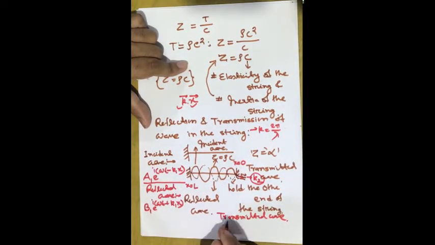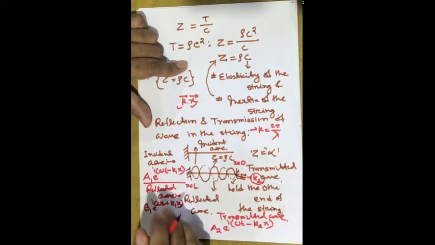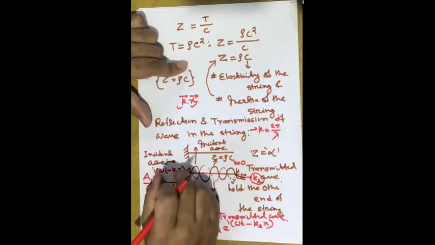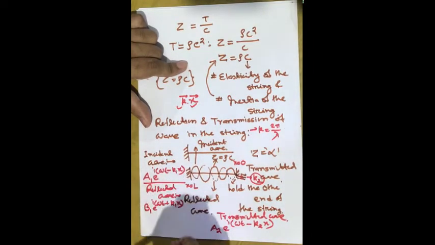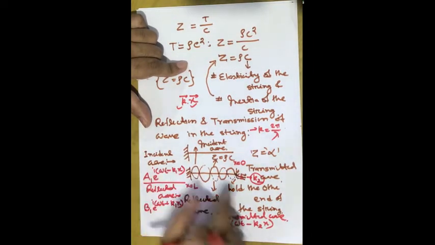So the transmitted wave we can write as a2 e to the power i omega t. It is also in the positive k direction, so we can write e to the power i omega t minus k2 into x. So these are the three mathematical expressions for the incident wave, reflected wave, and transmitted wave.